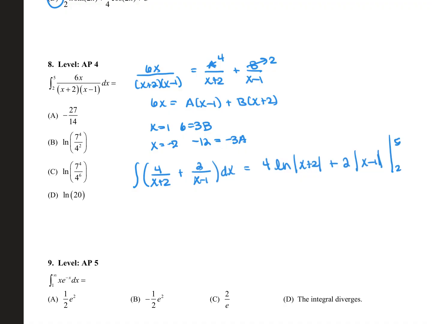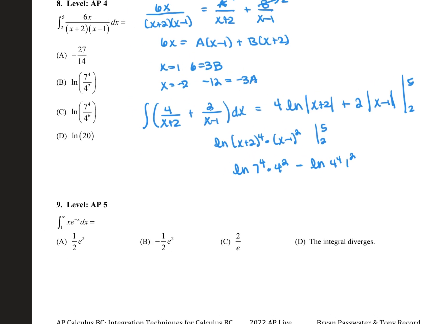I'm going to go ahead and combine those logs. So this is really the natural log of x plus 2 to the 4th times x minus 1 squared. So I'm going to evaluate this from 2 to 5. So putting in the 5, I'm going to have the natural log of 7 to the 4th times 4 squared. And all this is minus the natural log of 4 to the 4th and 1 squared.